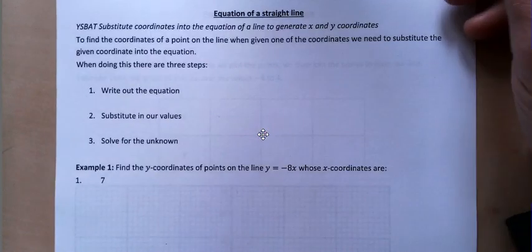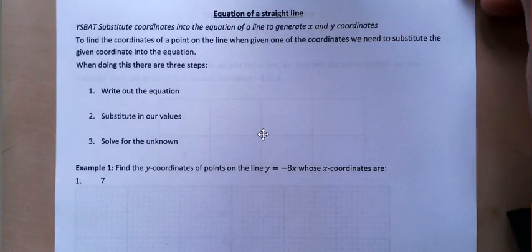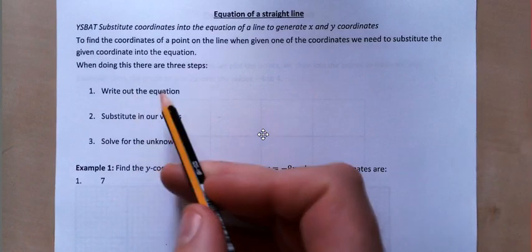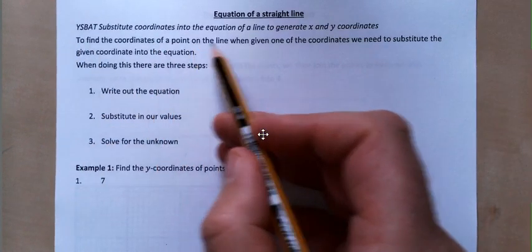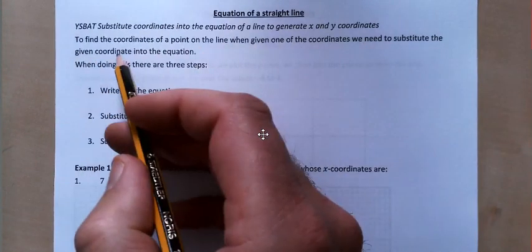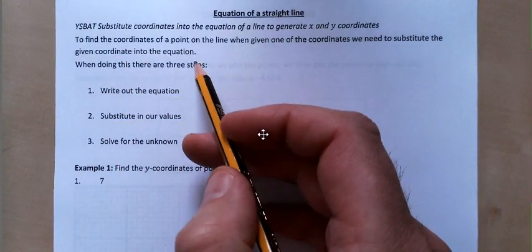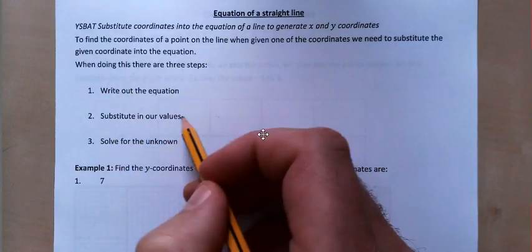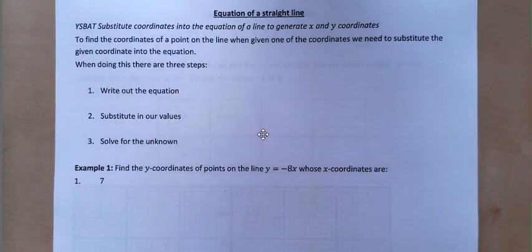Okay, this is year 9 notes, and we're looking at unit 8, and it's straight line graphs. So just a few examples then of those, and just a bit of an introduction to it. To find the coordinates of a point on the line when given one of the coordinates, we need to substitute the given coordinate into the equation. When doing this, there are 3 steps. Write out the equation, substitute in our values, solve for the unknown.